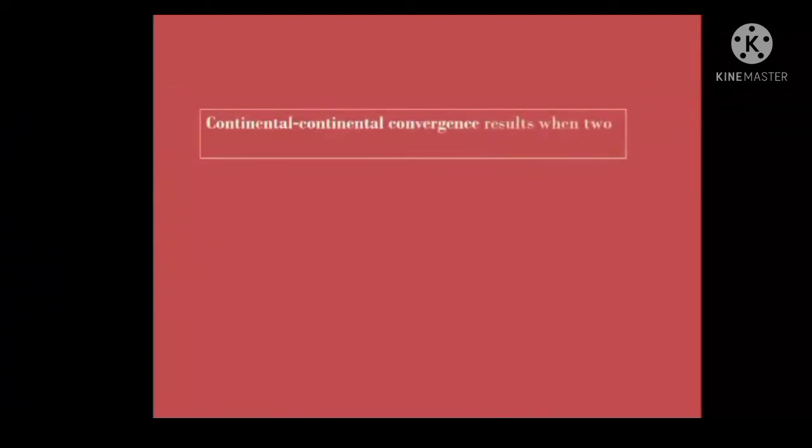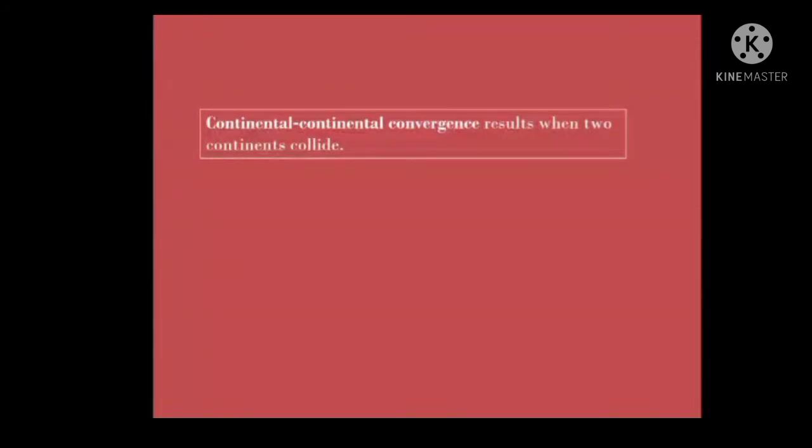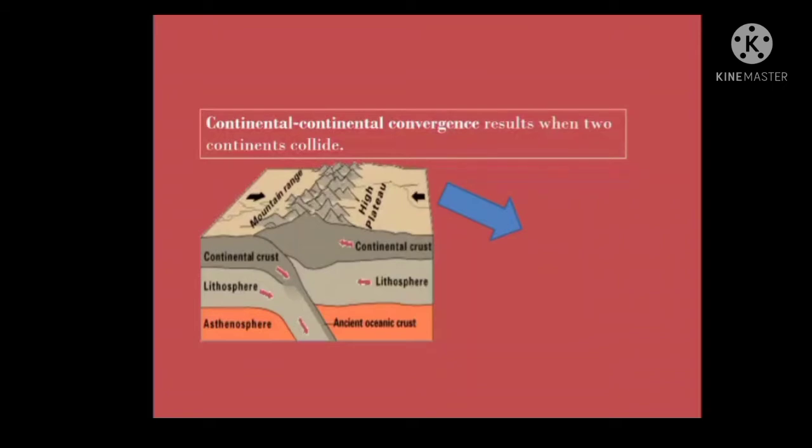And lastly, we have continental convergence. This results when two continents collide. As the two continental plates collide with each other, since continental crust is less dense, the collision between two continental crusts results in mountain ranges such as the Himalayan mountains emerging.